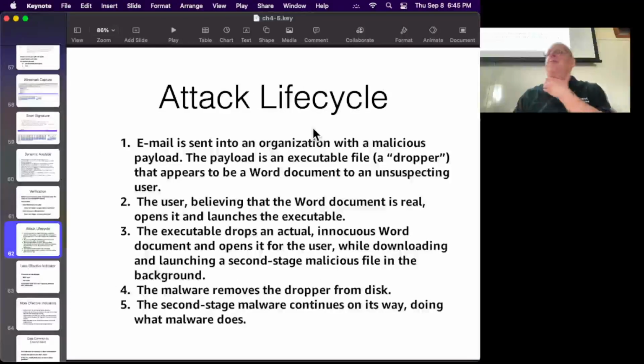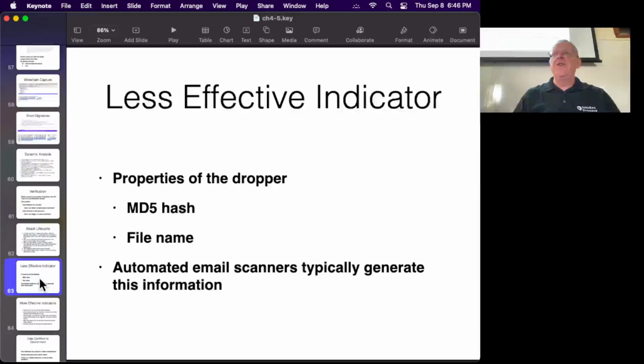Anyway, so here's an attack lifecycle. For example, you send an email with a malicious payload. It's an executable file that looks to be a Word document. So the user launches the Word document. That's actually an executable file, which drops a normal Word document, which opens so the viewer will see a Word document and think that's all that happened. But in the background, it will launch a second stage script, which will do something. It will remove the dropper and then do more malware, probably download more stages of malware doing more bad things. So it's the kind of thing you would typically see.